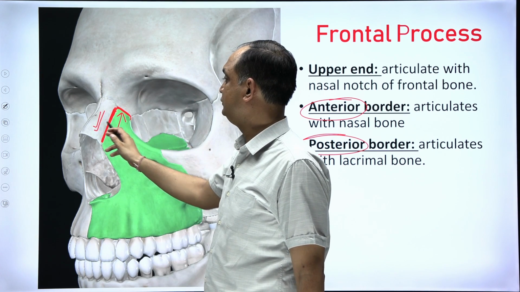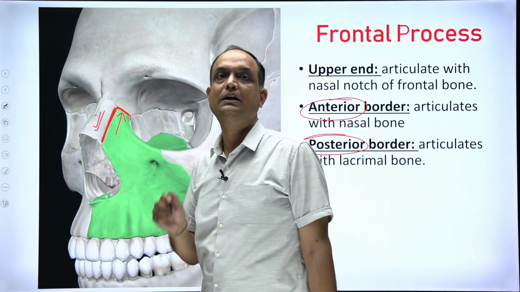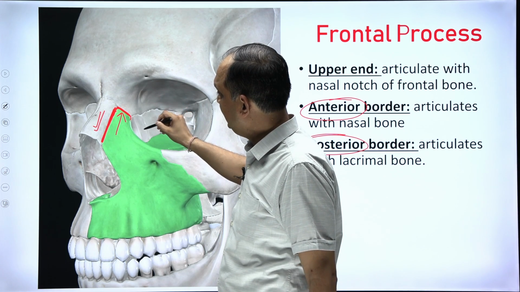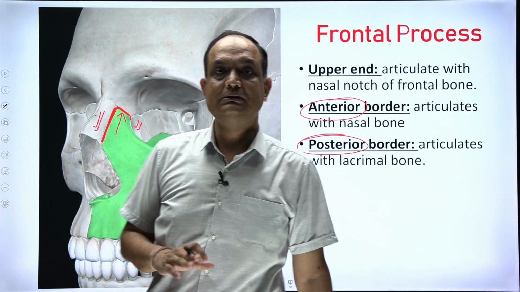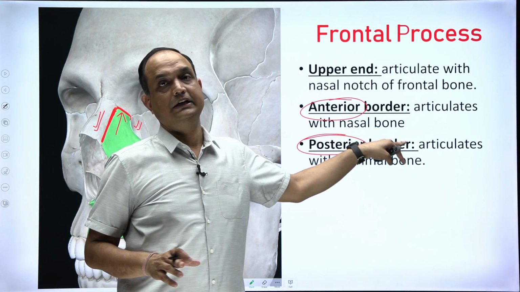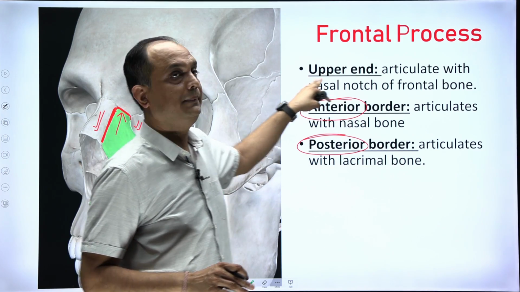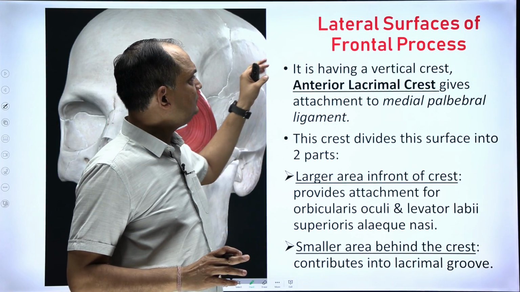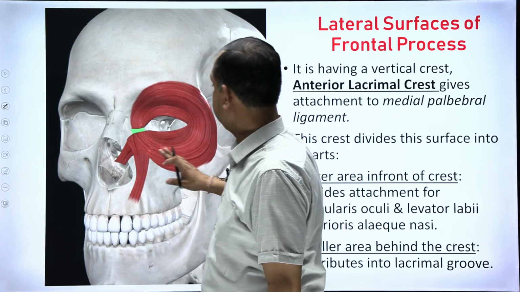So what is the name of this suture line? Nasomaxillary suture. This line is known as the nasomaxillary suture. Now there is one more, the posterior border, and this posterior border is articulating with the lacrimal bone, and that is known as the lacrimomaxillary suture. So the anterior border articulates with the nasal bone, the posterior border articulates with the lacrimal bone, and the upper end articulates with the frontal bone. Clear?